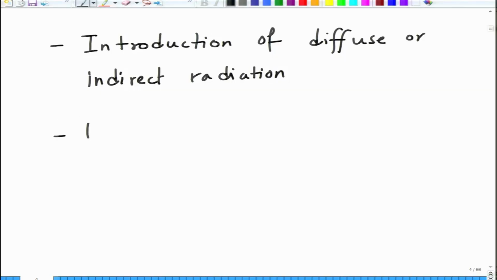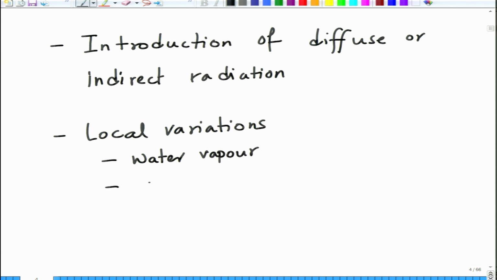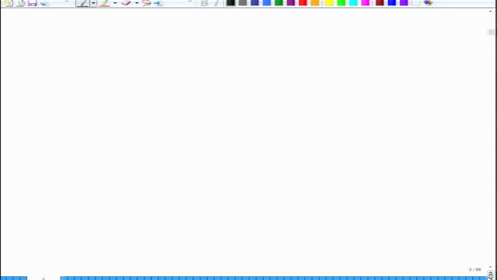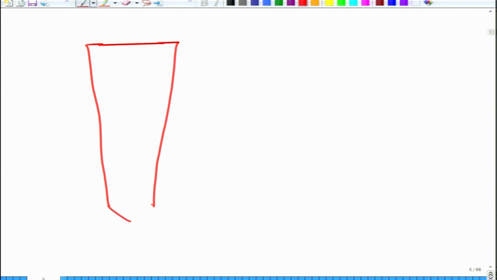And then of course, you have local variations. Local variations such as you can have water vapor or moisture which can change from place to place, and then you can have clouds and pollution, temperature, and so on and so forth, and these have additional effect on the power spectrum. So, generally if I draw a flow chart, let us say this kind of flow chart.